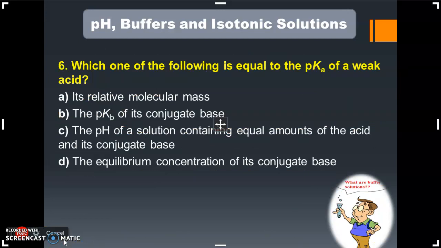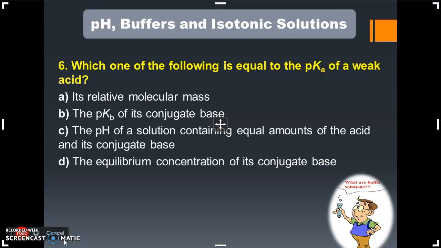Question number 6. Which one of the following is equal to the pKa of a weak acid? Option A, its relative molecular mass. Option B, the pKb of its conjugate base. Option C, the pH of the solution containing equal amounts of acid and its conjugate base. And option D, the equilibrium concentration of its conjugate base.